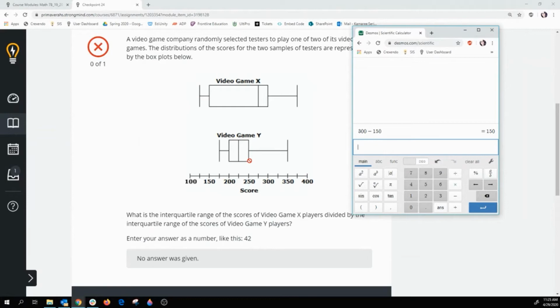It looks like for video game Y, I'm subtracting 250 and 200, the edges of my box. So 250 minus 200 would give me 50. All right, so the next step would be just to divide it. So 150 divided by 50, which would give me 3. So the division of these IQRs would be 3, like Chelsea said earlier. All right. Questions on this one, or we good?